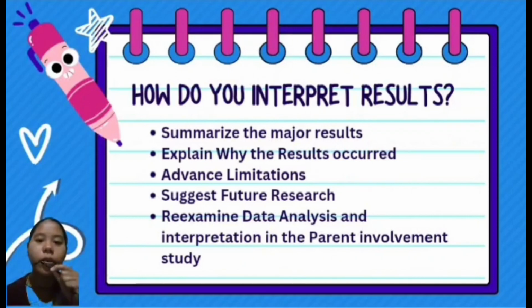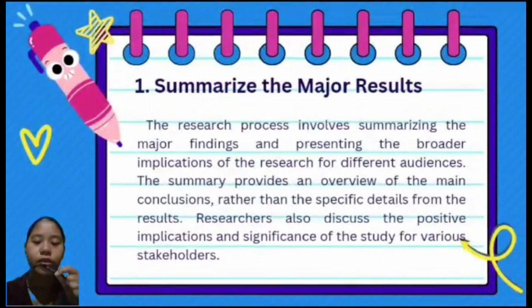Now, how do you interpret the results? The first one is summarize the major results, the second is explain why the results occurred, the third is advance limitations, the fourth is suggest future research, and the last one is re-examine data analysis and interpretation in the parent involvement study. The first one is summarize the major results.